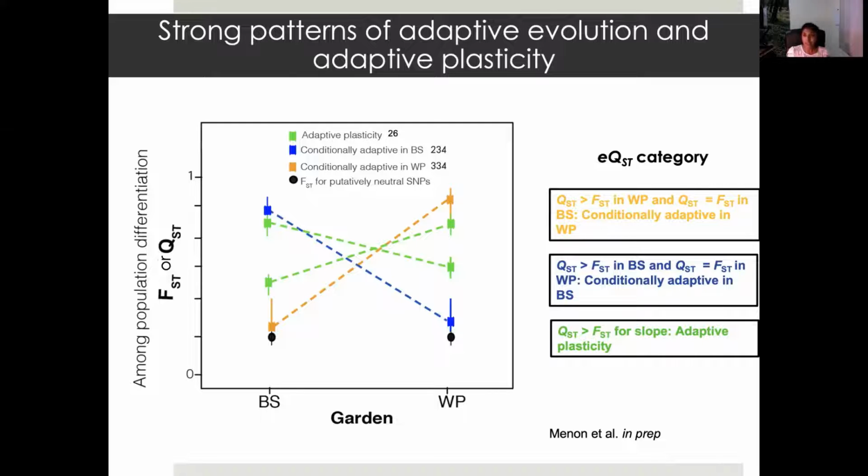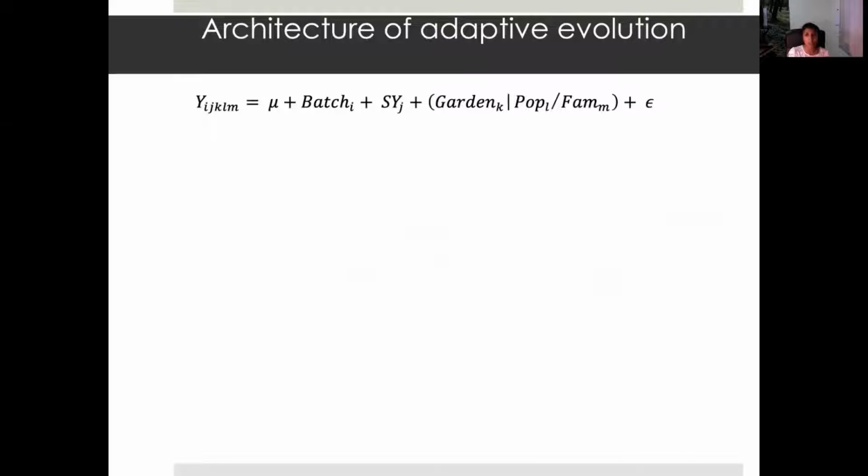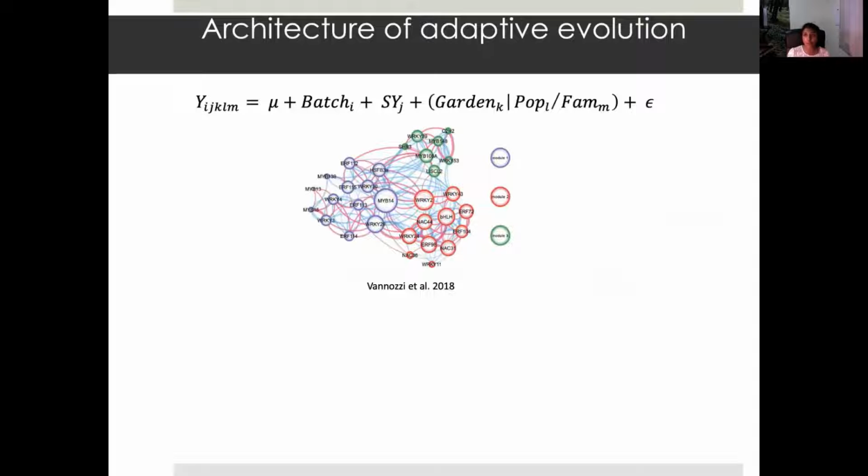So with these EQST categories, I can move on to evaluating differences or similarities in the architecture underlying adaptive evolution. I did this by making use of co-expression networks. Here, the circles are representing the transcripts, and the connections between them represent the degree of covariance in their expression patterns. Groups of transcripts that strongly covary in their expression are classified into a module, which here is represented by the blue, red, and the green modules.